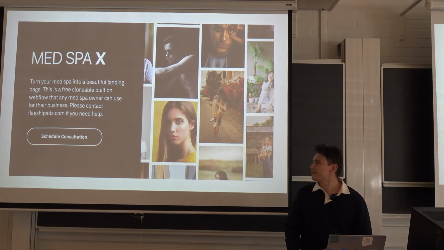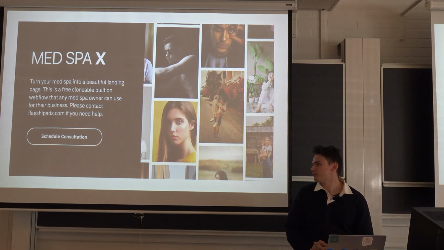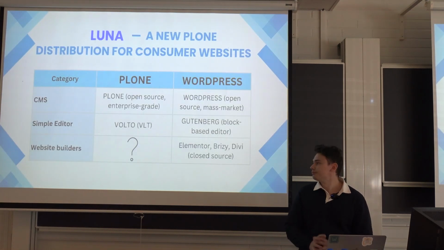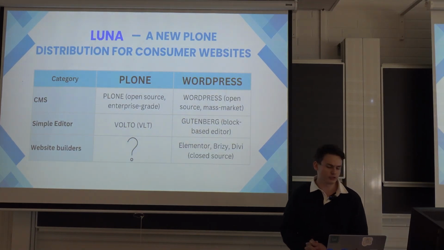These kinds of websites are very hard to build in our current setup because we'll need a lot of theme work and so on. So, if we look at this slide, we see two different worlds. On the left side is the Plone ecosystem, which is open source and focuses on the enterprise level. And on the right side is the WordPress ecosystem, which is more for the mass market.